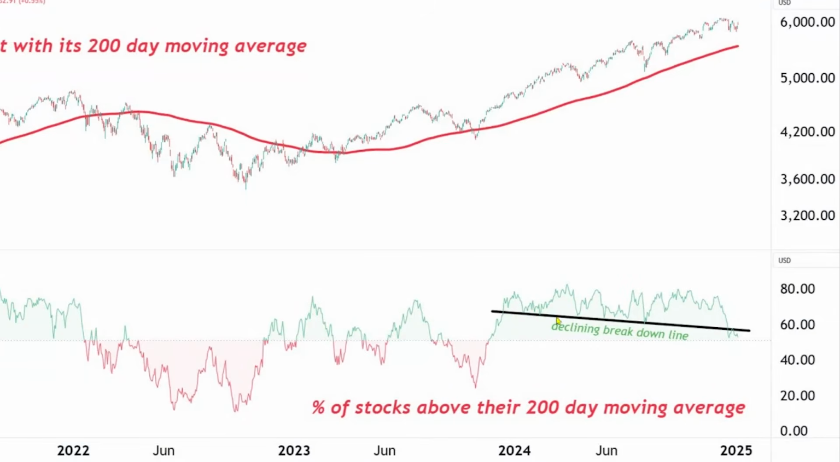Below a declining breakdown line. A breakdown line, guys, you need 3 valid touch points. This one has 1, 2, 3, 4, 5, 6, 7 touch points. Very, very valid trend line. Declining, breakdown, retest. Goodness, the breadth is not participating. It's deteriorating. It's a bearish omen.